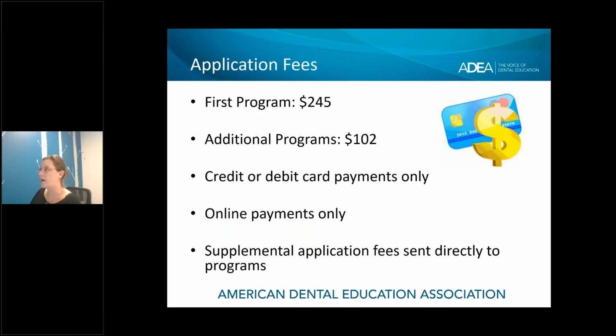The fees for the ADEA CAAPID application are $245 for the first advanced standing program applied to, and $102 for each additional program. ADEA CAAPID accepts credit or debit card payments only. All payments must be made online. Please do not send checks, money, or money orders to ADEA CAAPID. Most advanced standing programs charge a supplemental fee in addition to the ADEA CAAPID application fee. These program-specific supplemental application fees should be paid directly to the program requesting the payment per their instructions.